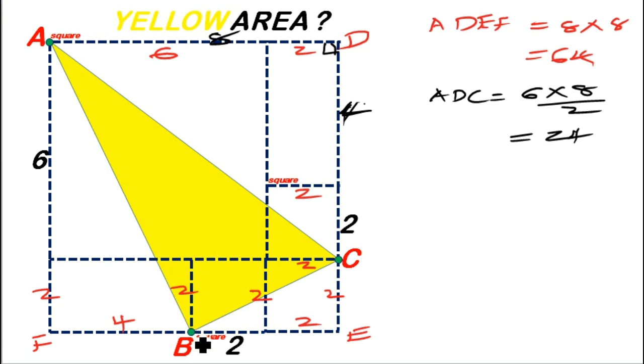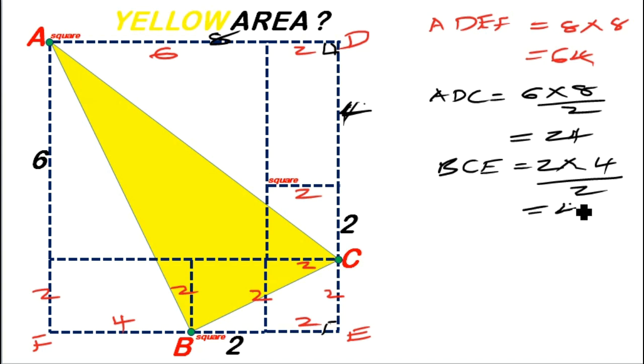Again, we have triangle BCE. So triangle BCE is also a right angle triangle at point E. So if you take triangle BCE, the area is a half base times height. So base times height, the height is from C to E, which is 2, times the base from B to E, which is 2 plus 2, that is 4. Then a half of that is going to be 4 by 2 divided by 2, you get 4.